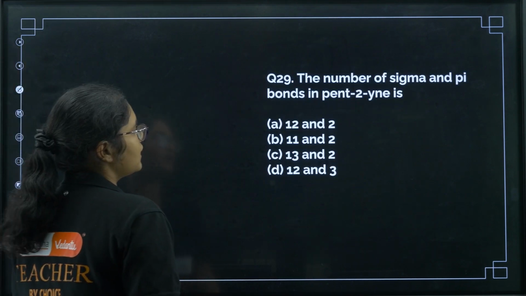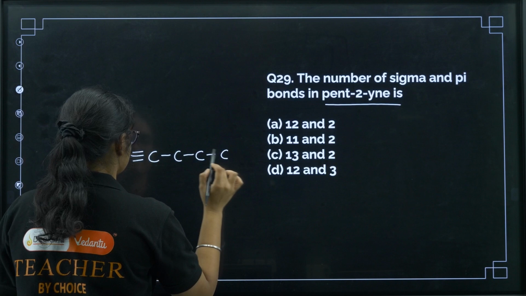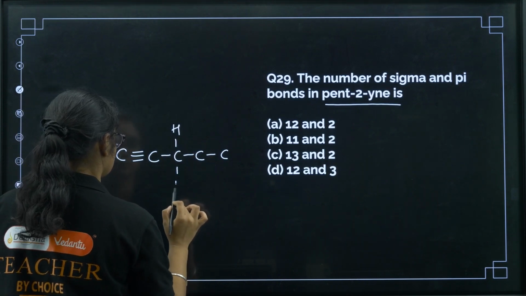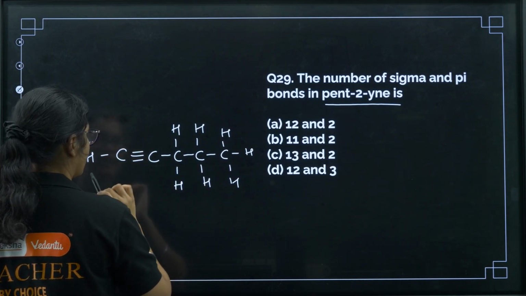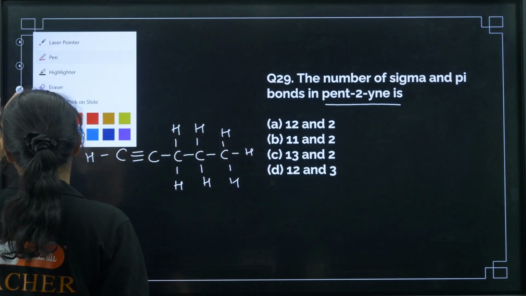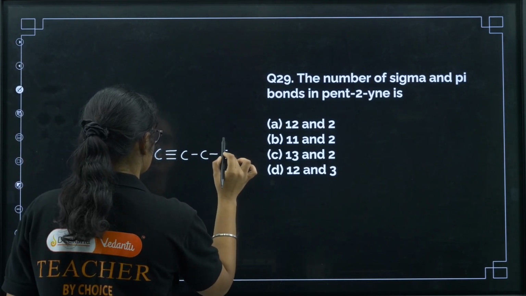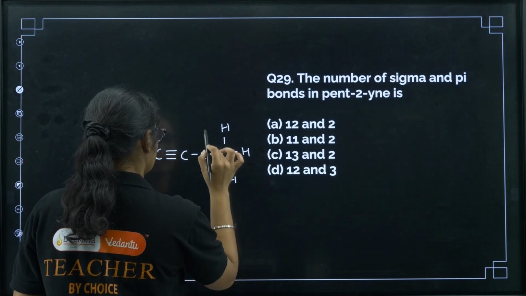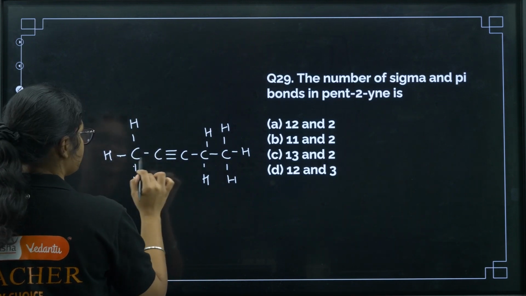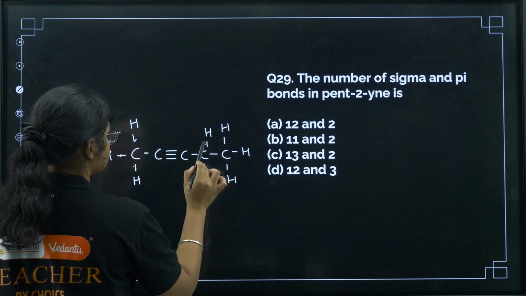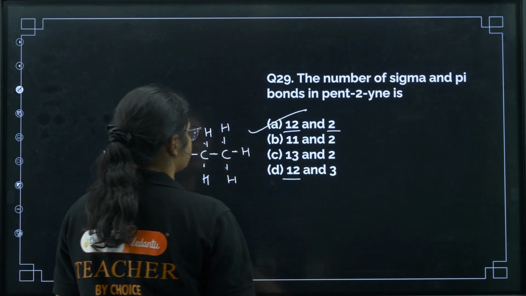Okay. Next, the number of sigma and pi bonds in pent-2-yne. Okay, so you have like this. So we have, sorry, it is pent-2-yne. I drew the wrong structure. Let me draw it again. Pent-2-yne. Okay, 1, 2, 3, 4, 5. Okay, 1, 2, 3, 4, 5, 6, 7, 8, 9, 10, 11, 12. So I have 12 sigma bonds and 2 pi bonds. So option number A. Okay.